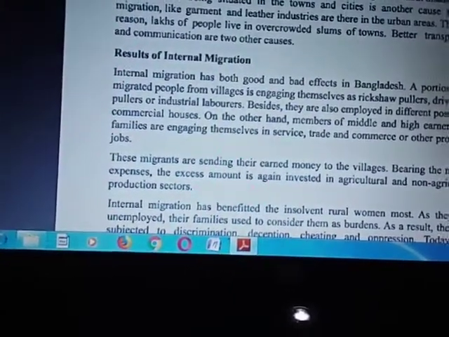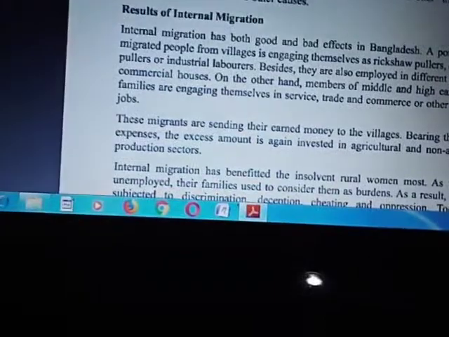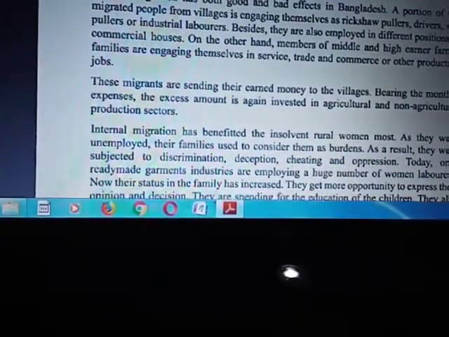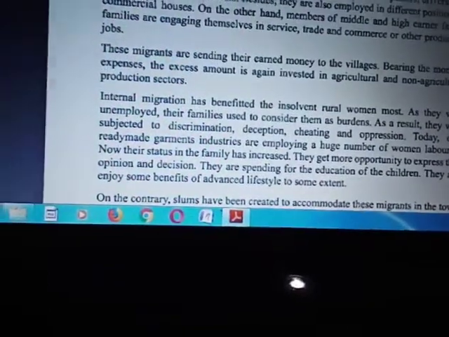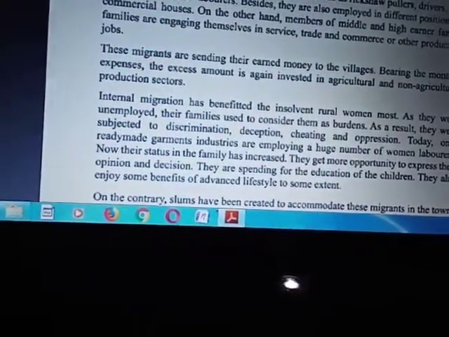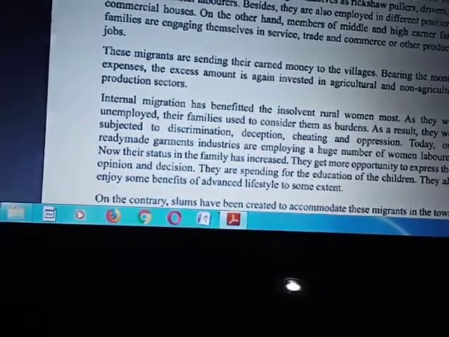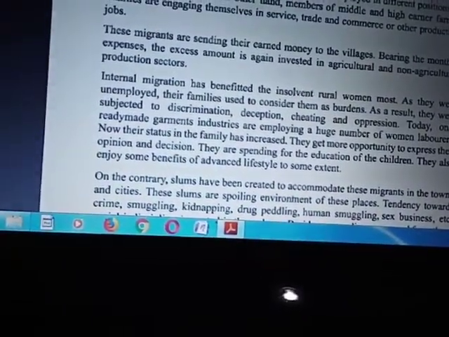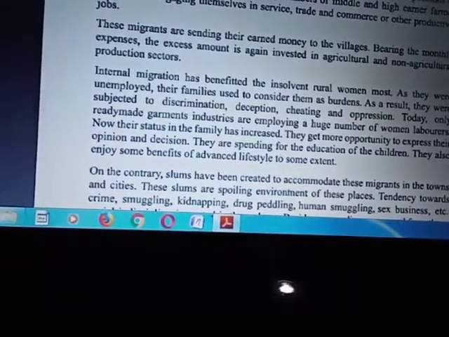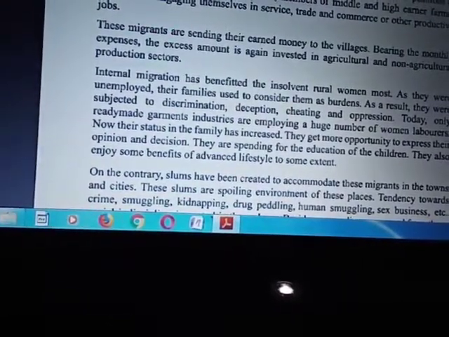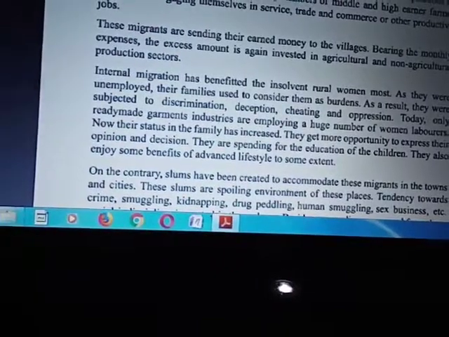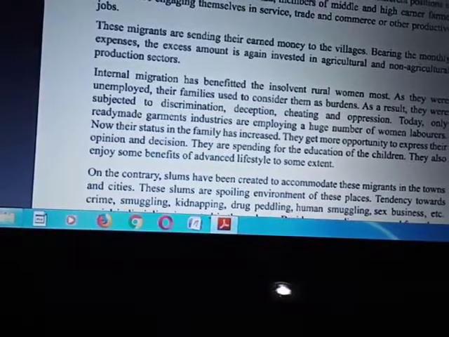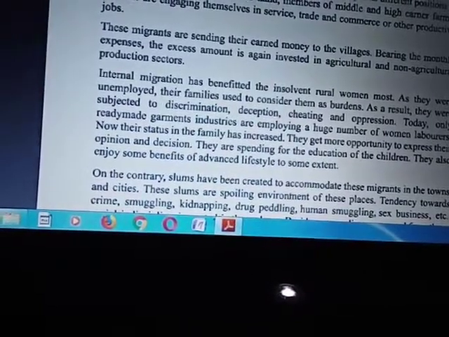The result of internal migration has both good and bad effects in Bangladesh. A portion of the people migrated from villages are engaging themselves as rickshaw pullers, drivers, or industrial laborers. Actually, when they come to the city, they have no work, and without education they get involved as rickshaw pullers, drivers, industrial laborers. Besides, they are also employed in different positions in commercial houses.